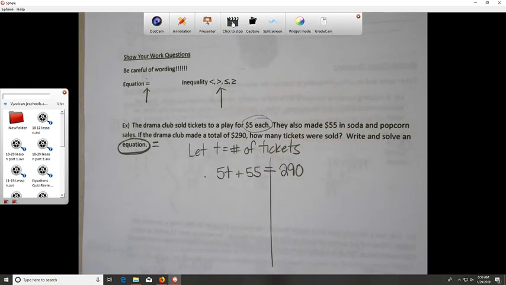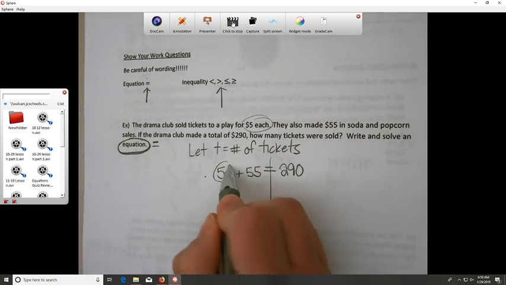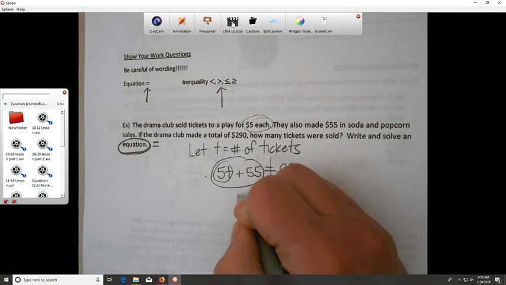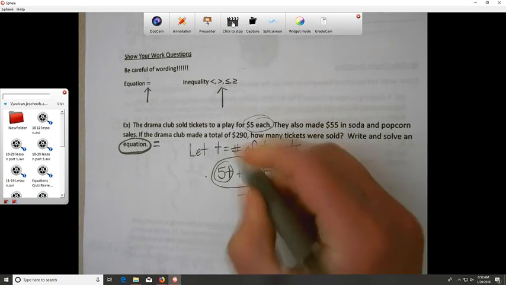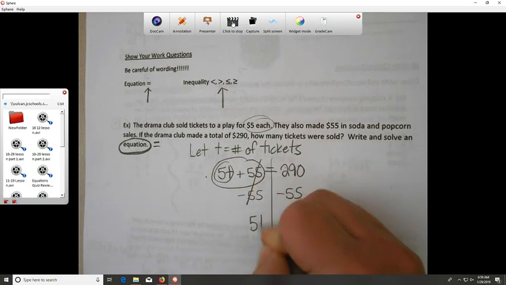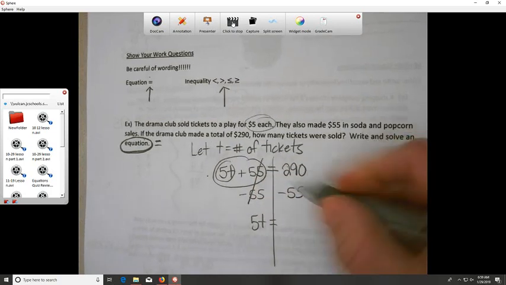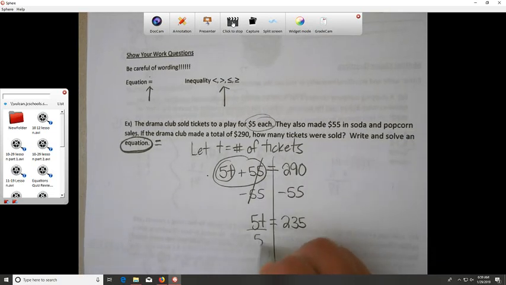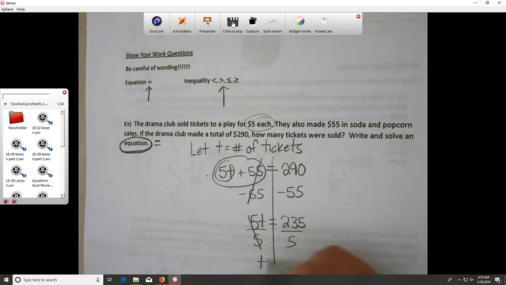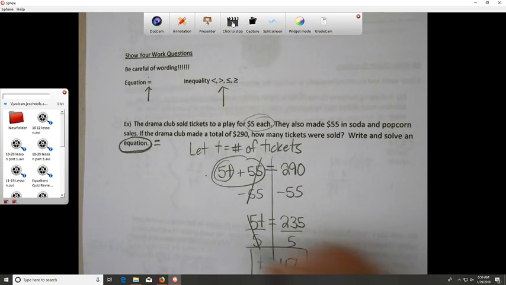And now we're just going to solve it. So there's our inner layer and our outer layer. So we're going to do minus 55 on both sides first. So those will cancel, and we'll get 5t equals, you subtract that, you get 235, and then we'll divide both sides by 5, and we get t equals 47.